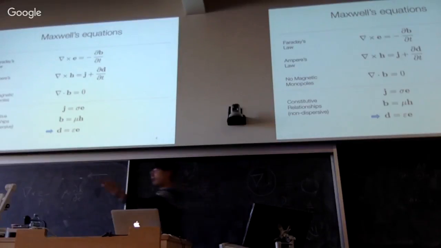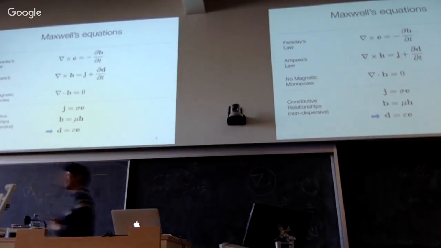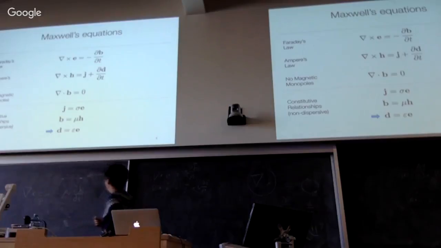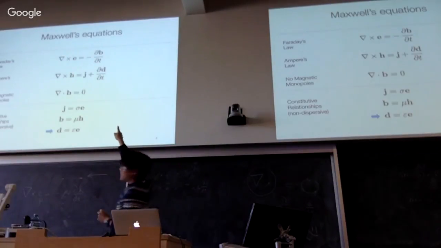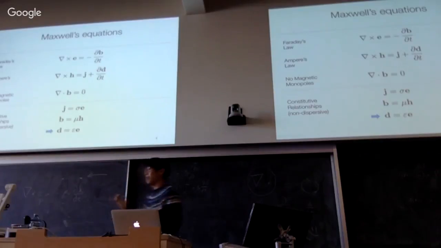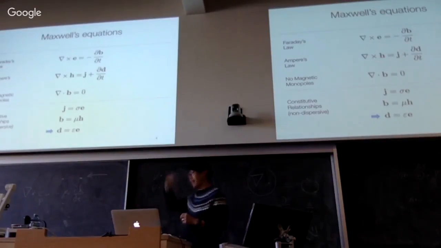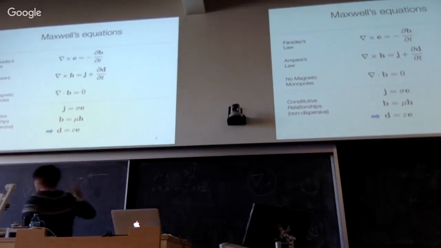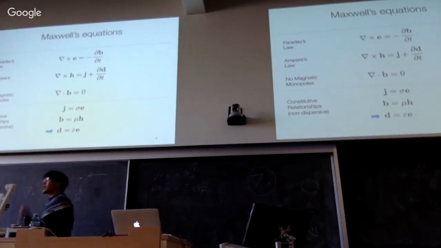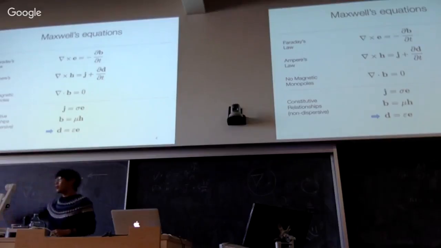What's the question? What's your name? Annie. So the curl part on the left-hand side of the equation, that's calculating the magnetic field. Perfect. So the dB/dt is the source. If you have a time-varying magnetic field, it will generate the electric field. Curl is like a rotating field; it generates a rotating field.